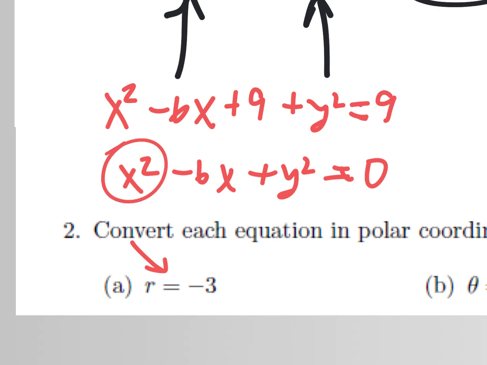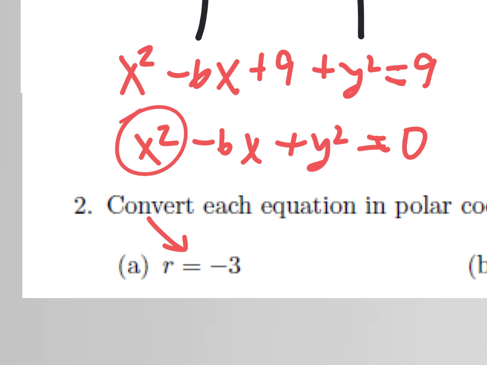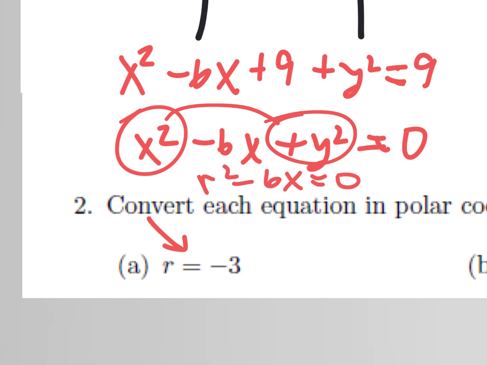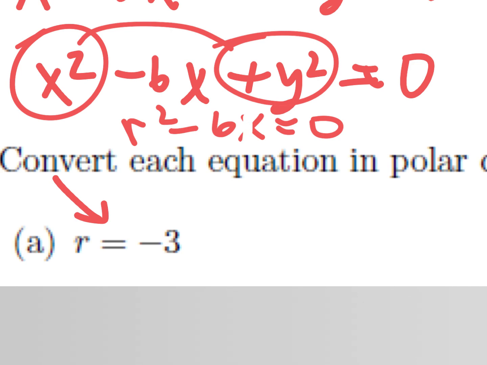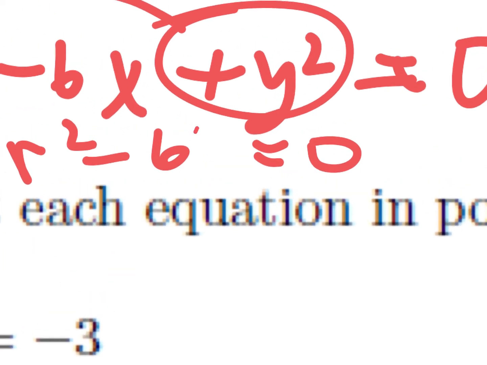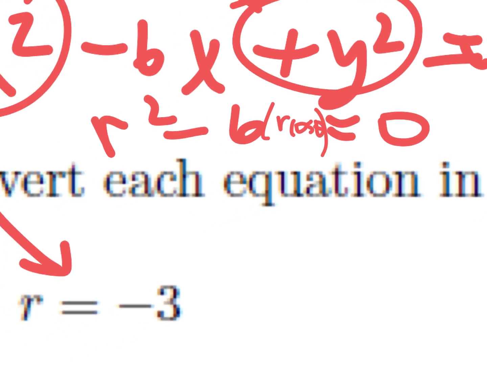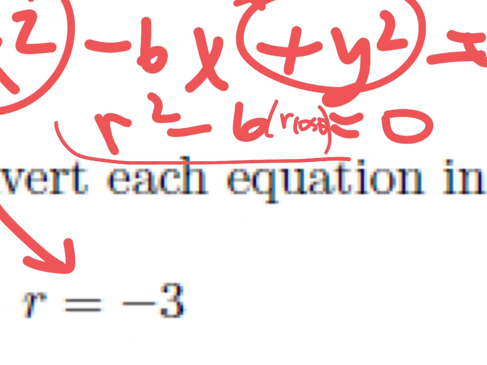Oh, wait a minute. I got an x squared plus y squared. Do you see the x squared plus y squared? What can you replace that with? R squared. Yep. And then I'd have r squared minus 6x is equal to 0. And then the x is r cosine theta. As I said, we wouldn't have anything that hard, but hey, yay, we did it.